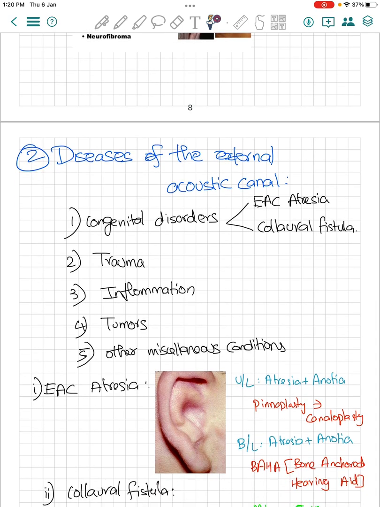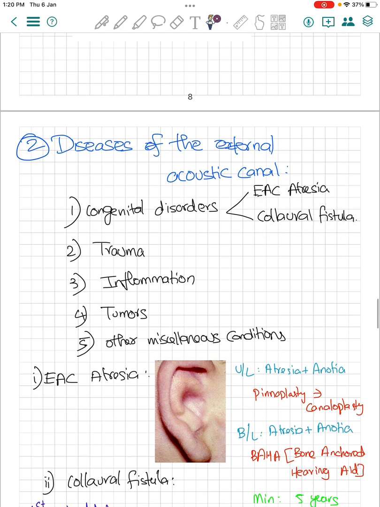That can be congenital disorders like atresia, that is absence of the canal. Then first branchial cleft fistula, this is a branchial defect. Then there will be trauma or inflammation or tumors or other miscellaneous conditions.